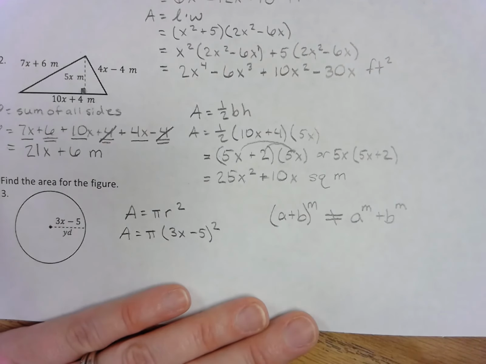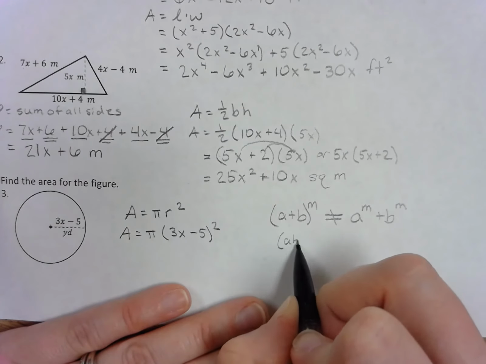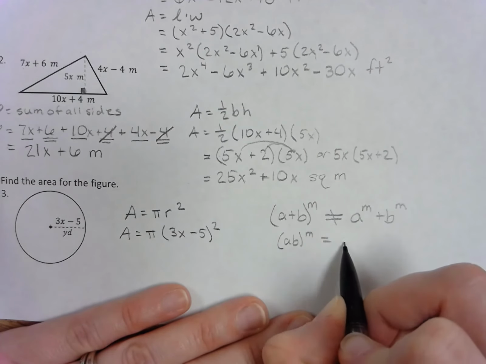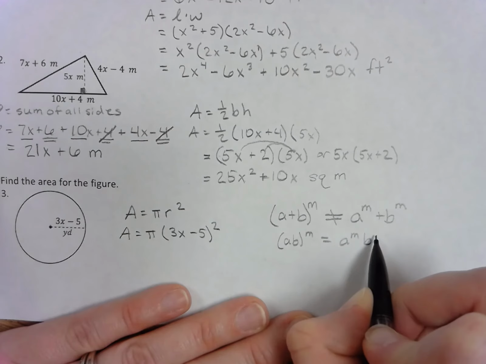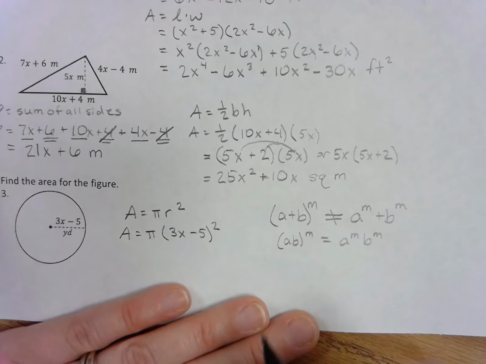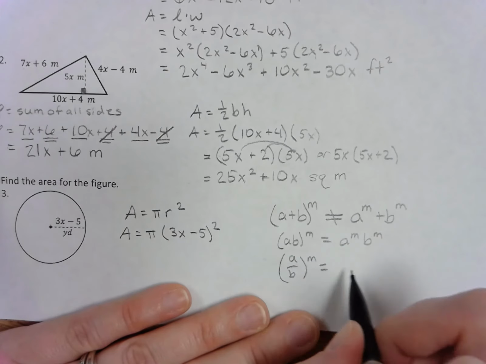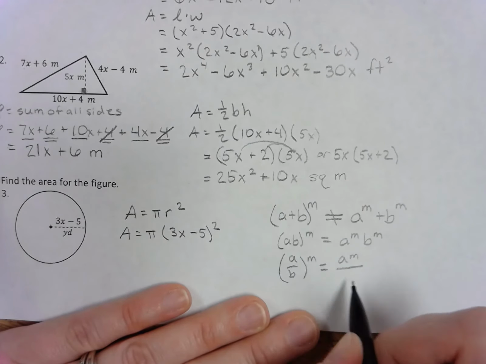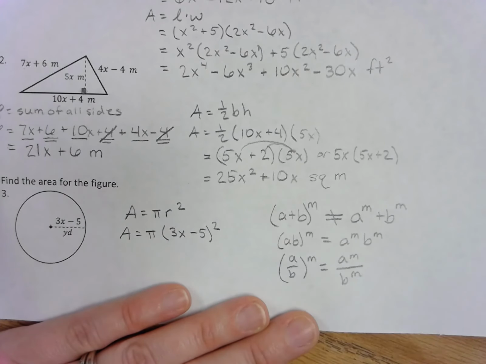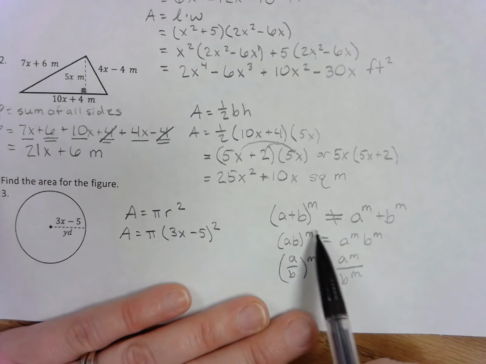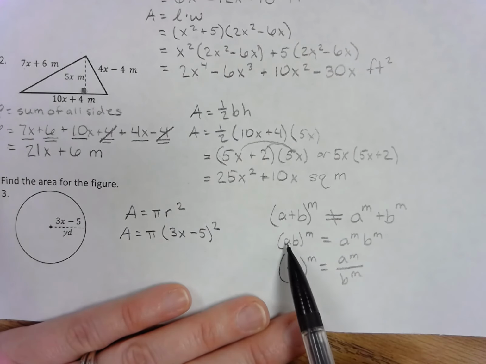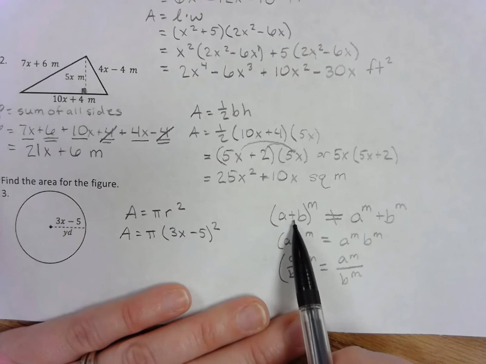It did work with multiplication, so if you have (ab) to the m, it does work where each thing can be given the exponent, and it also works with division, but it does not work with addition or subtraction. So we've got to decide what can we do with this. We don't have either one of these cases, multiplication or division. We've got to decide how we can simplify when there's a plus or minus.